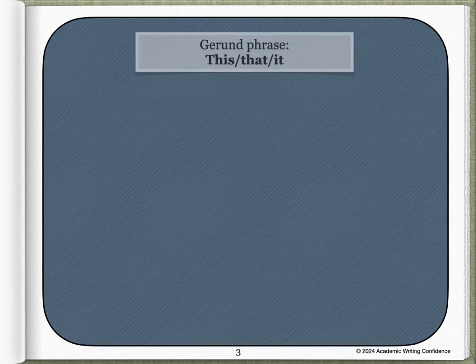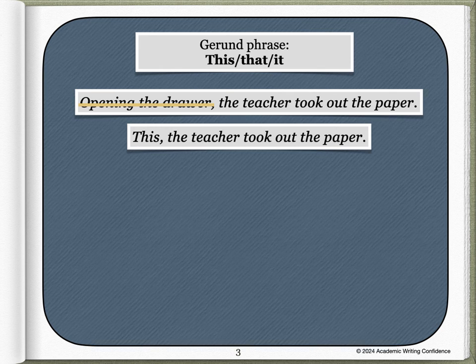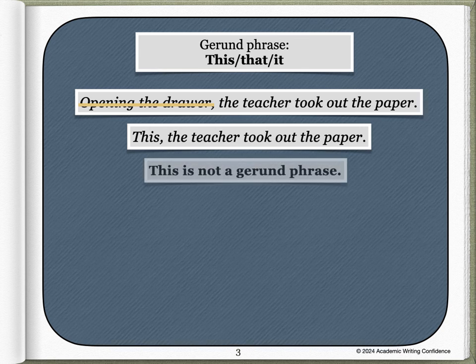Let's look at a few examples and use our 3 words that can help us determine if a phrase is a gerund phrase. Let's look at our previous example. Opening the drawer, the teacher took out the paper. Let's remove our phrase and replace it with the word this. This, the teacher took out the paper. You can see that this does not make sense. This is not a gerund phrase.